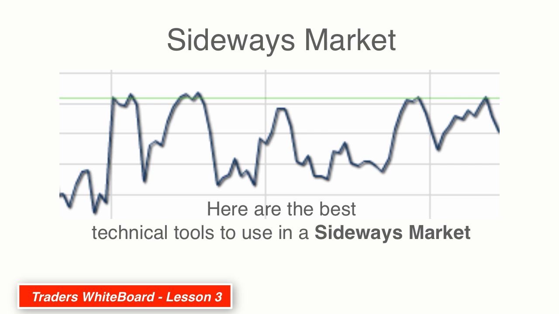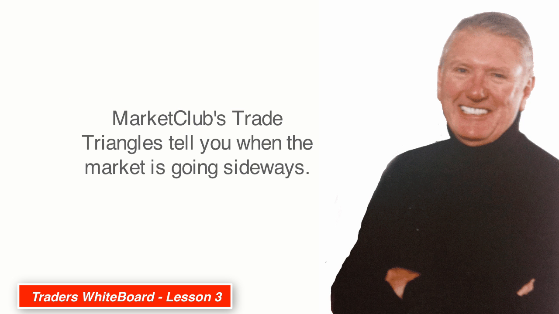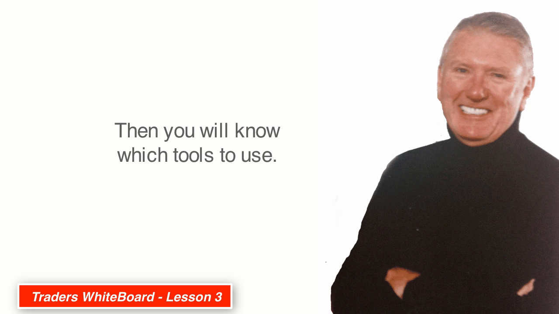trading. Now, a sideways market is completely different. Here are the best technical tools to use in the sideways market. The Williams percent R, stochastic, the RSI, which is Relative Strength Index. They're all oscillators, and oscillators are very different from trending tools. But the cool thing about MarketClub is we have our trade triangles, and they tell you when the market's going sideways. Then you'll know which tools to use.